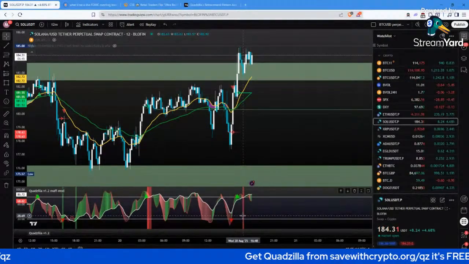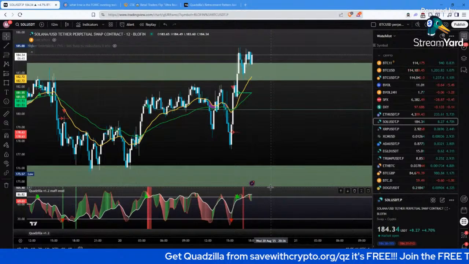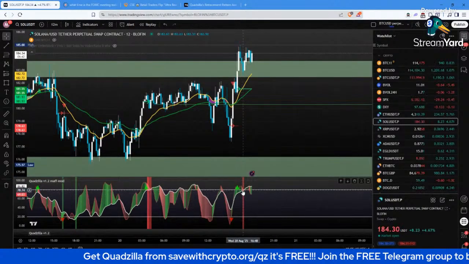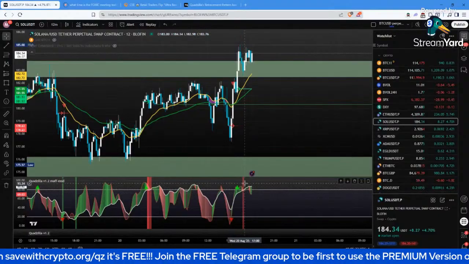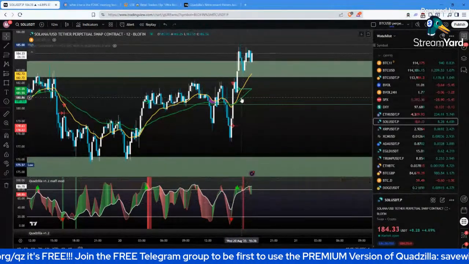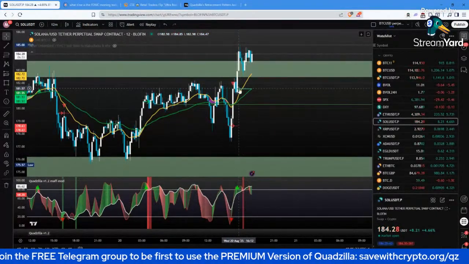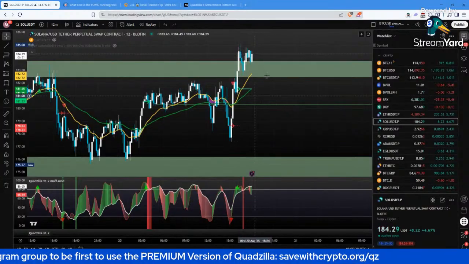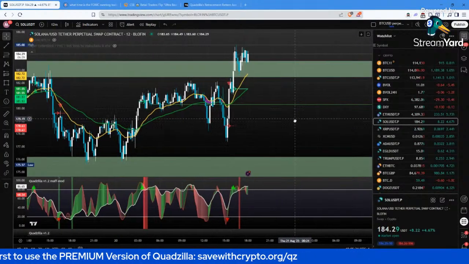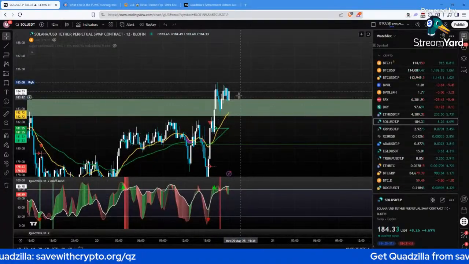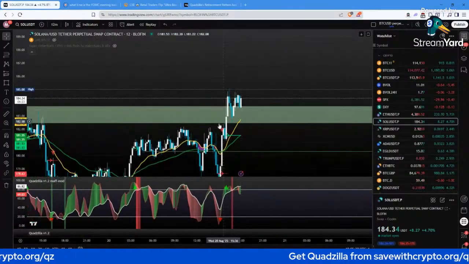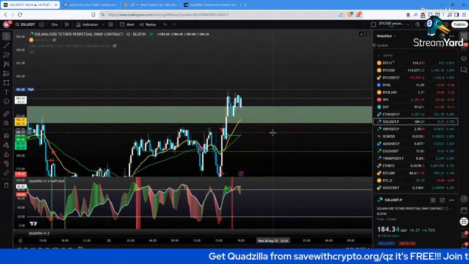So if this is saying momentum is starting to look a bit tired, we might see a drawback, but this is responding saying no, it's carrying on up. So it could well just be that. That would be a nice long to be in at the moment.